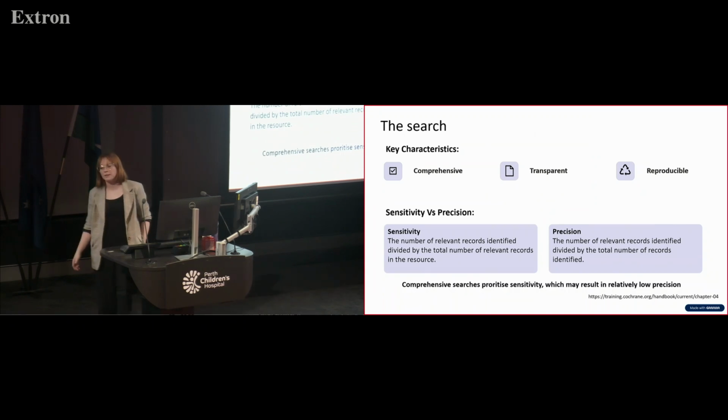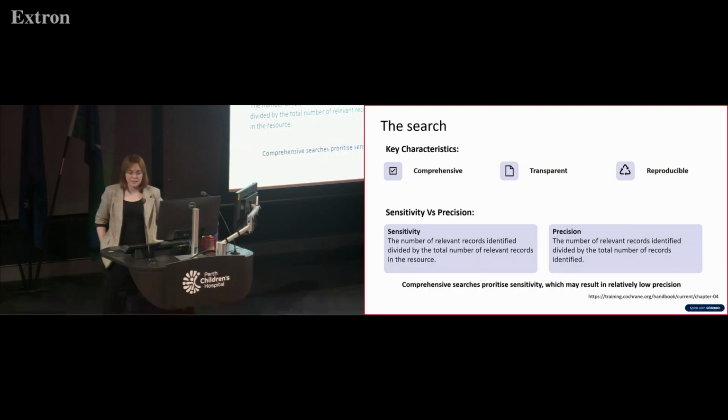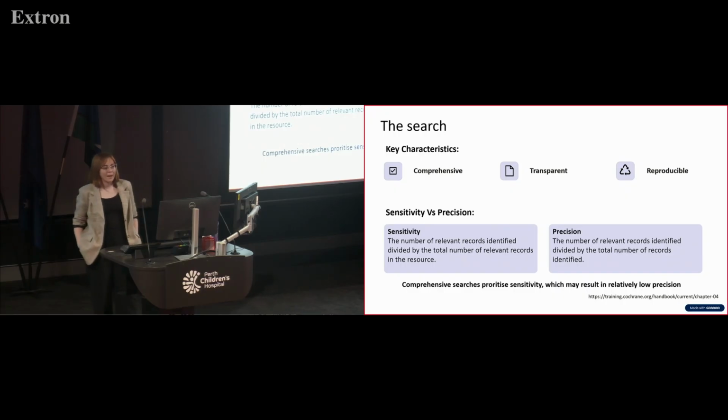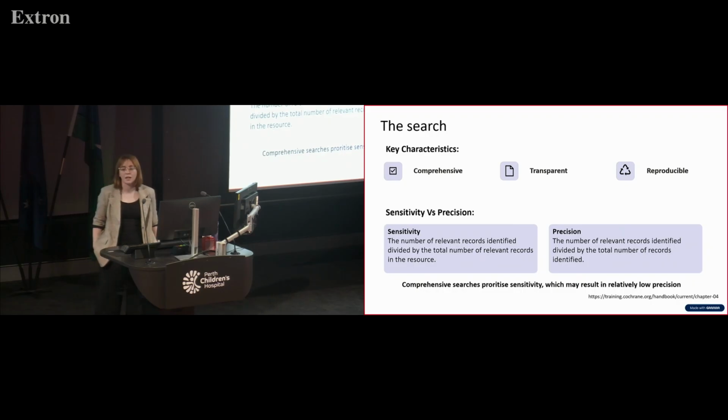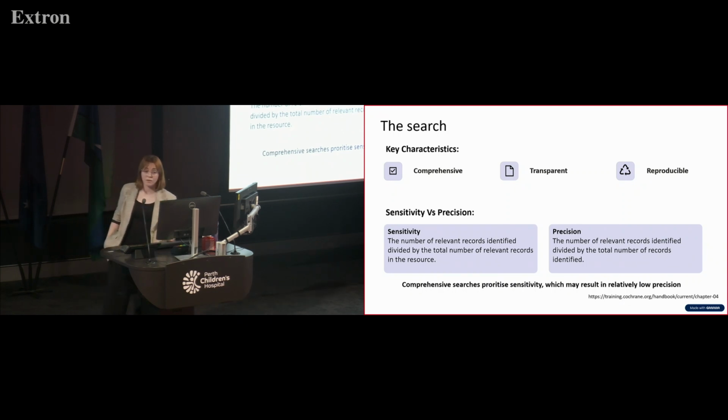So things to remember going into the development of your search is that searches for evidence synthesis must be comprehensive. The aim is to identify as many relevant studies as possible. In searching terms, we talk about precision and sensitivity. Sensitivity is the number of relevant records identified divided by the total number of relevant records in the resource. So really what we mean is the ability of your strategy to find all of the relevant records for that topic. And then precision, we've got the number of relevant records identified divided by the total number of records identified.